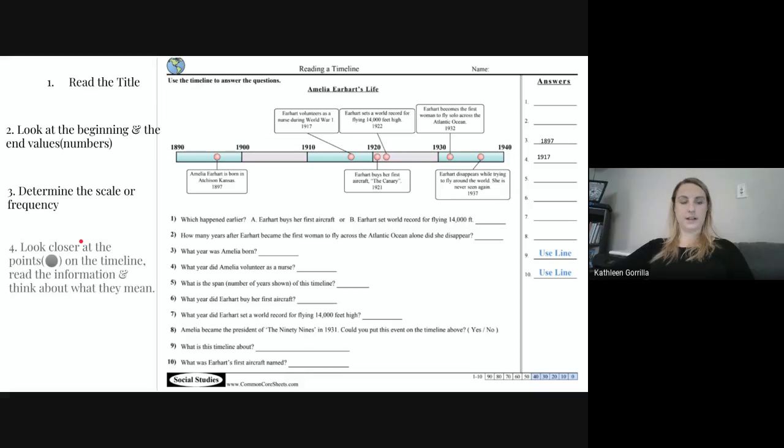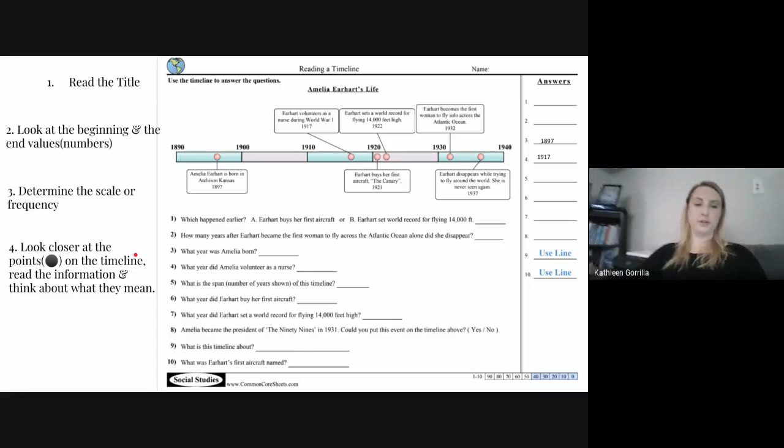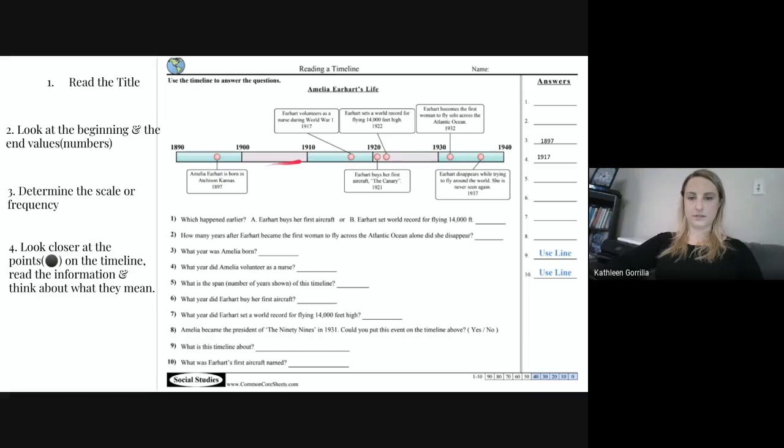Okay. And then the last step, you look closer at the points on the timeline, read the information, and think about what they mean. So the first point here says Amelia Earhart is born in Atchison, Kansas, 1897. The next point here, follow the line up to the box. Earhart volunteers as a nurse during World War I, 1917. Next dot, follow the line to the box. Earhart buys her first aircraft, the Canary, 1921.